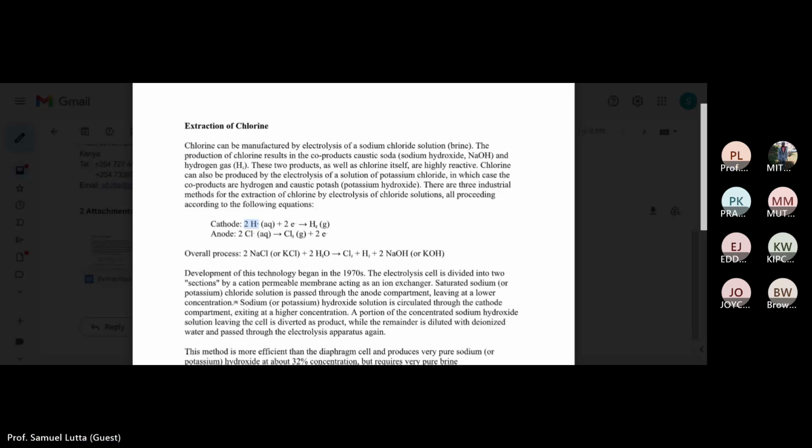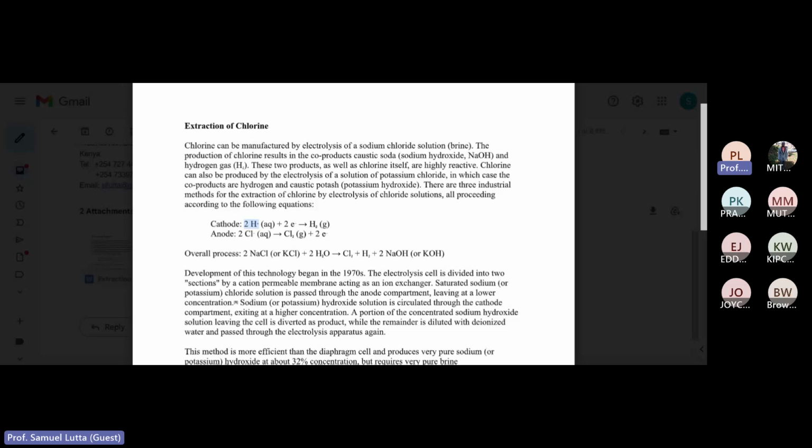At the anode, when you have OH and chloride ions, chloride ions will be discharged because of high concentration. The solution is highly concentrated. So chloride ions will go to the anode where they'll be oxidized. So anode is oxidation. Negative ions go there to get oxidized.